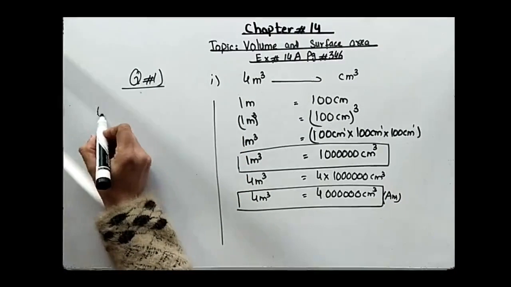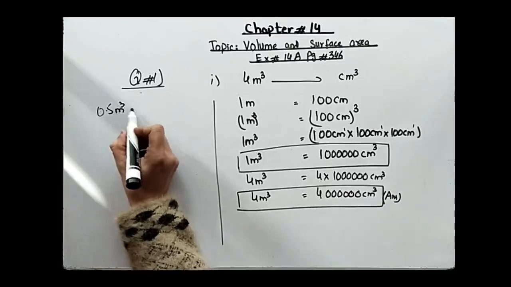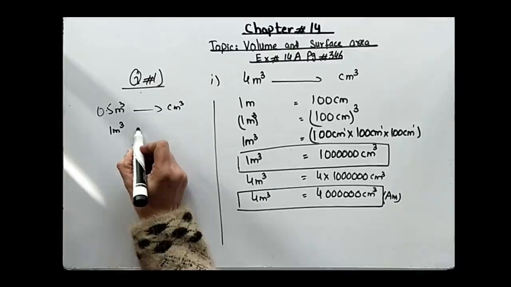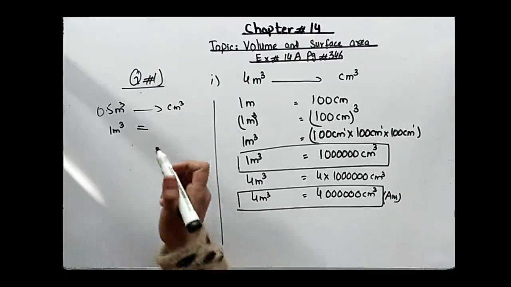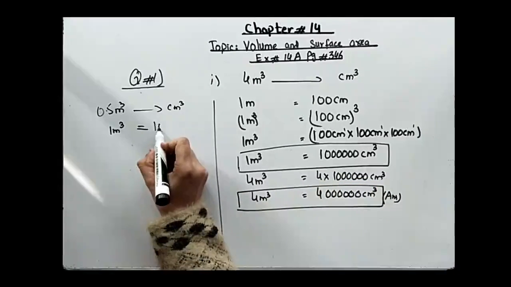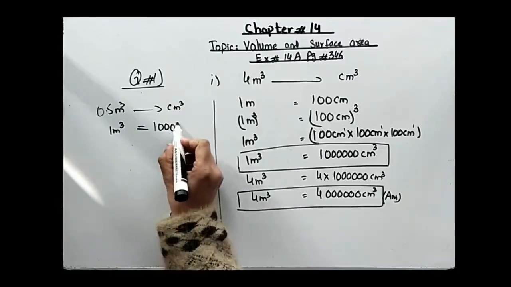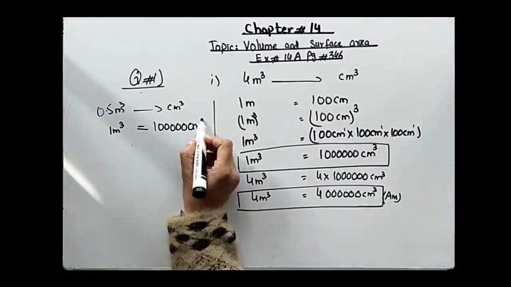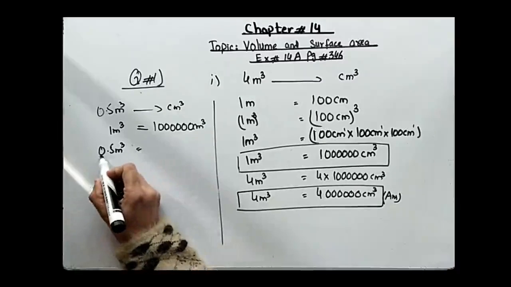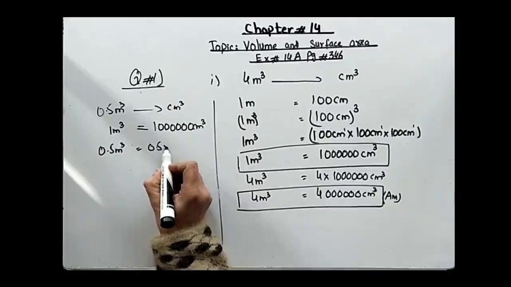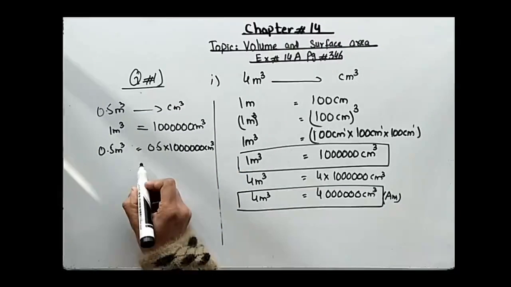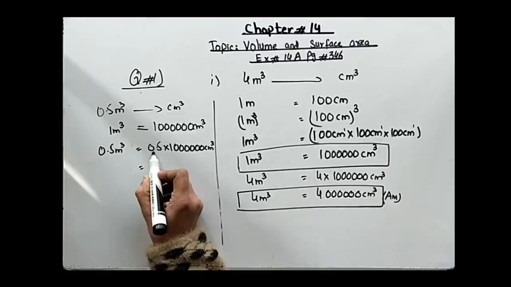Next, 0.5 meter cube, and convert it into centimeter cube. Same as we know, we have already found that 1 meter cube is equal to 10 lakh, 1, 2, 3, 4, 5, 6 zeros, centimeter cube. So then what will be 0.5 meter cube? 0.5 will multiply both sides, multiply 10 lakh centimeter cube.